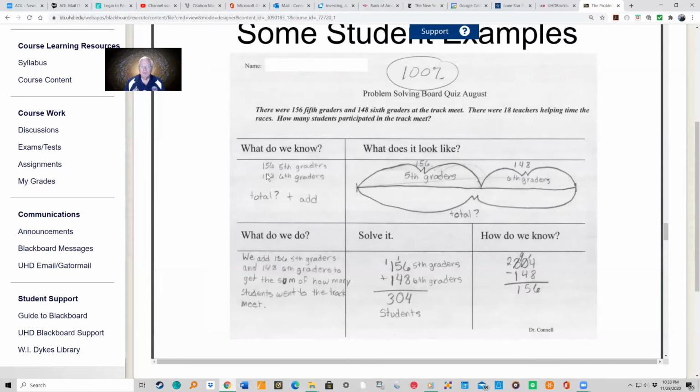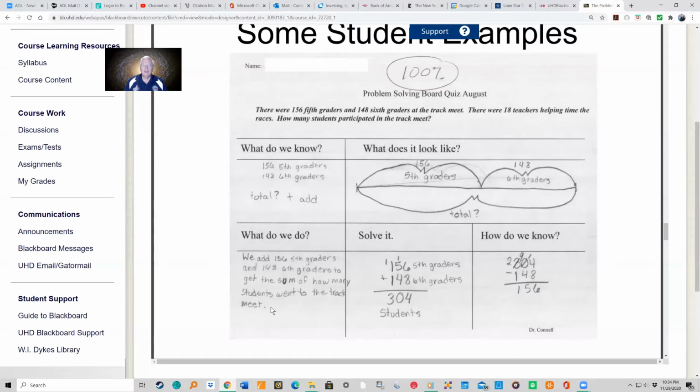Now, when it comes to devising the plan, there's a subtle little piece to this that I want to emphasize. In particular, it's important that the students record a complete thought in complete sentences, not just "add." "Add" doesn't tell you what to do. You notice the way this is written out here. It's a complete sentence: we add 156 fifth graders and 148 sixth graders to get the sum of how many students went to the track meet.